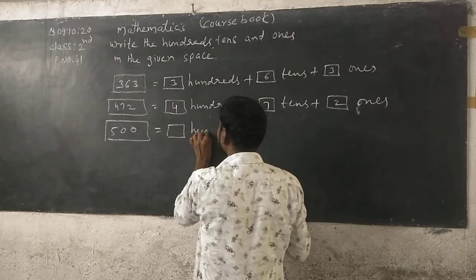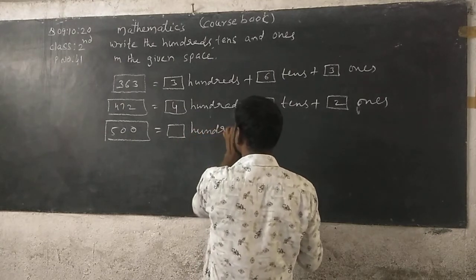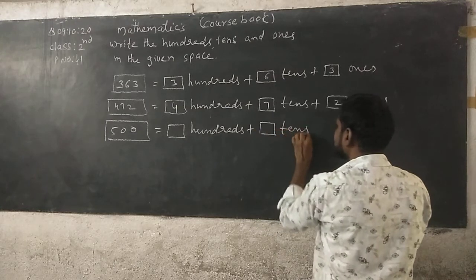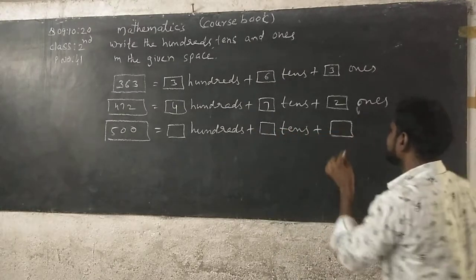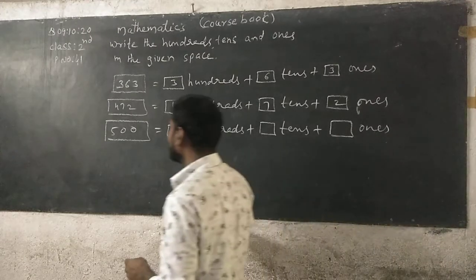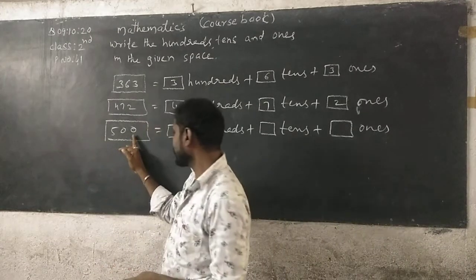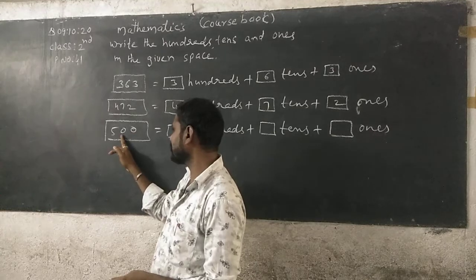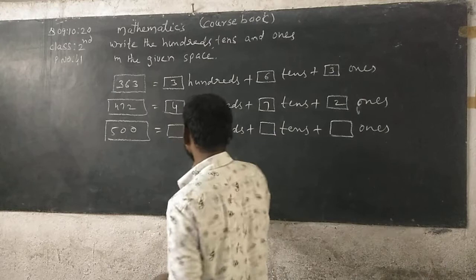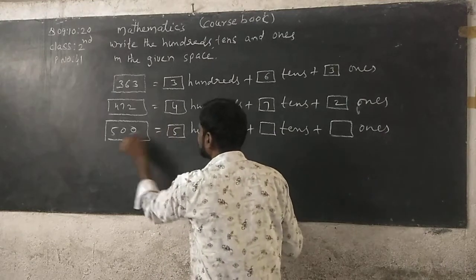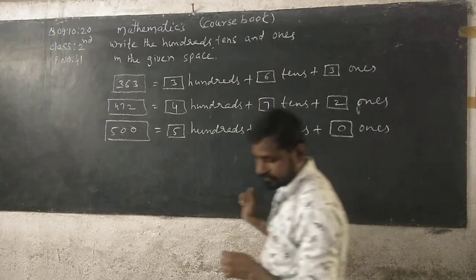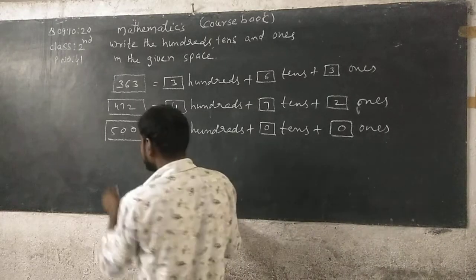Dash hundreds plus dash tens plus dash ones. See here, in 500 from right to left side, first place ones place is 0, second place tens place is 0, and third place hundreds place is 5. You can write in hundreds place 5, tens place 0, ones place also 0. Now next, 69.